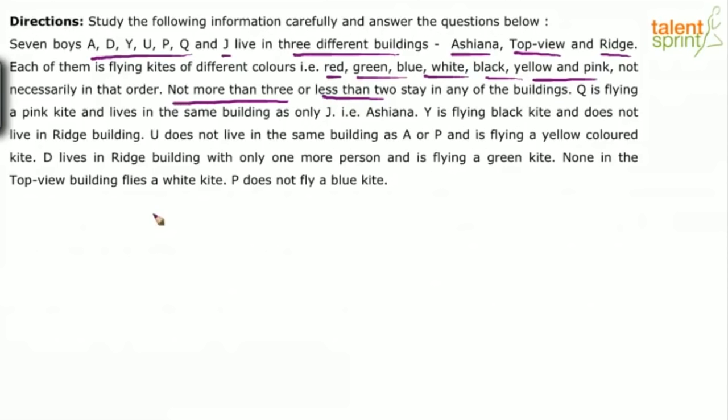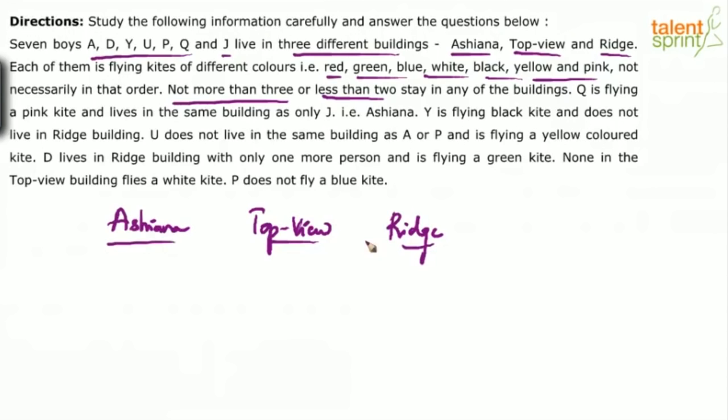And I think the easier way of solving such questions would be to go by the building names. I mean, you kind of group them according to the buildings. Usually we list down the names of these persons and assign the 2 parameters. But in this case, since it is clear that there are 3 buildings and there will be minimum 2 boys in each of the buildings, I would say let us group them according to the building names. So Ashiana, then we have Top View and Ridge. Okay, find out who belongs to which building and what color kite is flying.